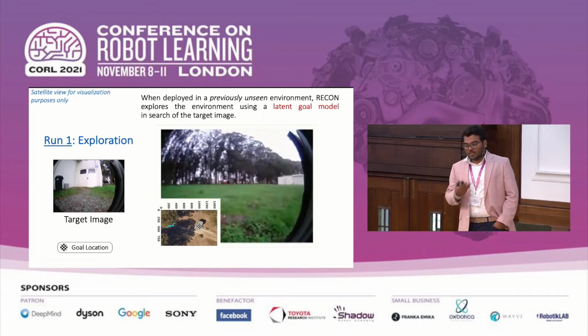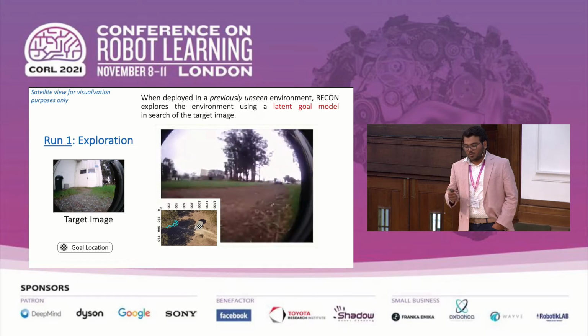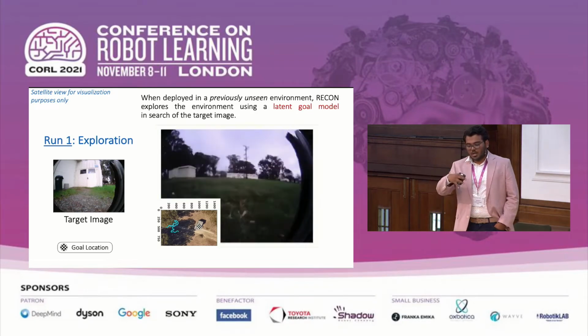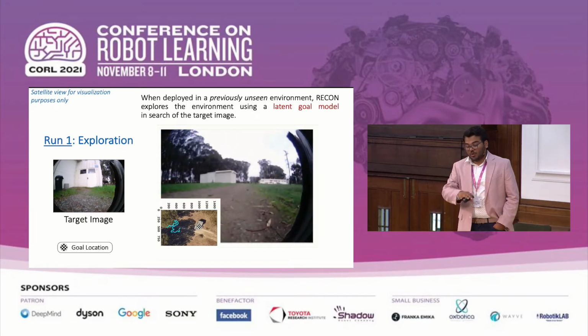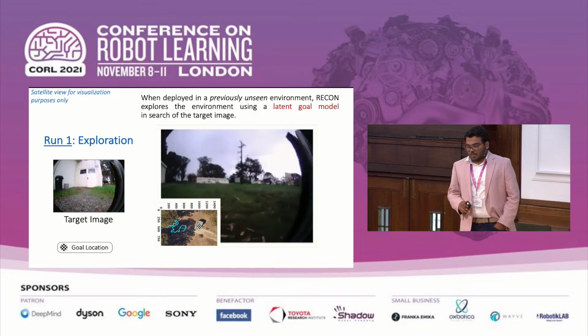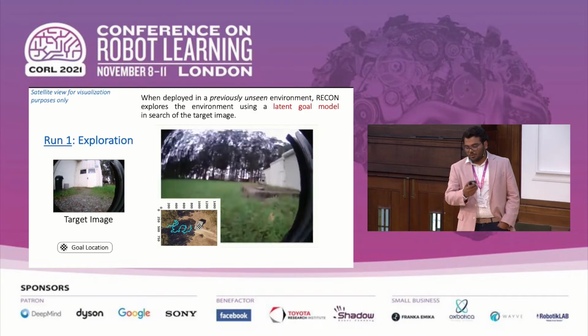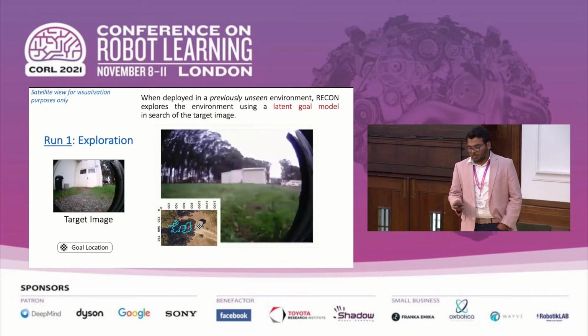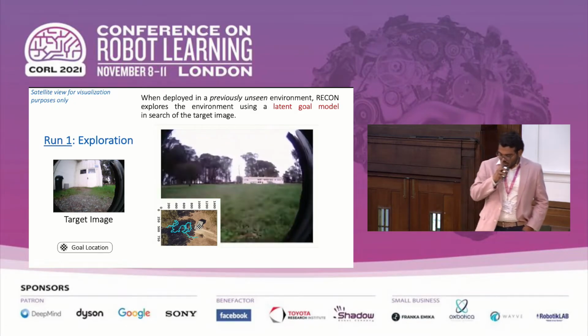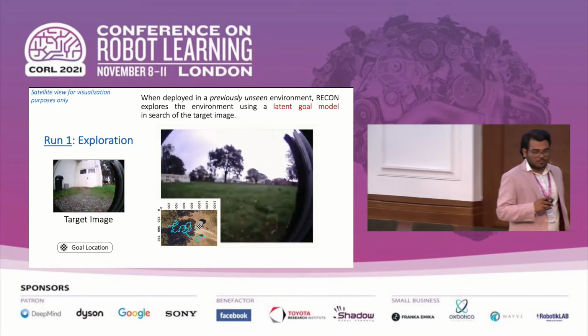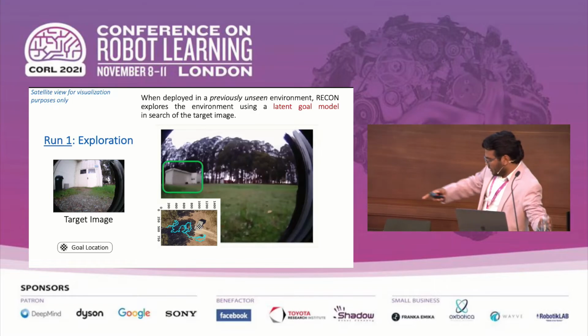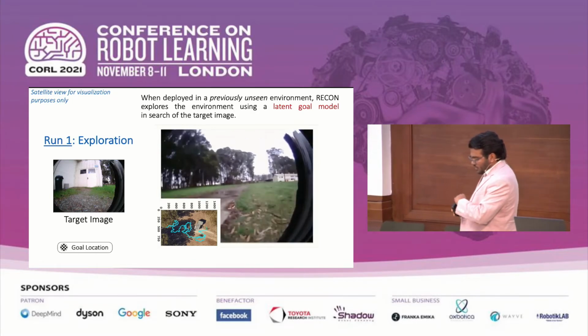So when deployed in a previously unseen environment, Recon explores the environment. On the right, you see an egocentric observation and a top-down view at the bottom left, which is not provided to the robot. In search of the target environment, it uses sampled goals from the latent goal model and builds a topological graph of this environment. At some point, it's going to find the goal. Yeah, there it is, and then it drives straight to it.